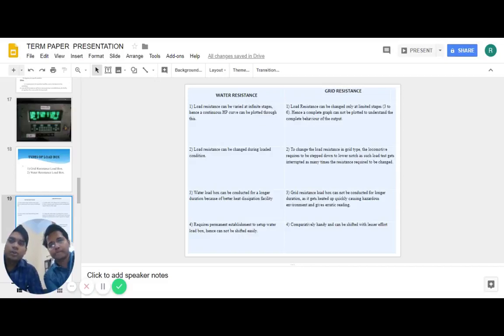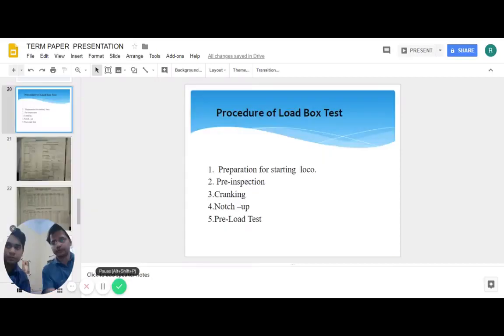In water resistance, the load box test can be conducted for a longer duration because of better heat dissipation facility. Whereas in grid resistance, load box cannot be conducted for longer duration as it gets heated up quickly, causing a hazardous environment and giving erratic readings. In water resistance, it requires permanent establishment to set up the water load box, hence it cannot be shifted easily. But grid resistance is handy and can be shifted with lesser effort.